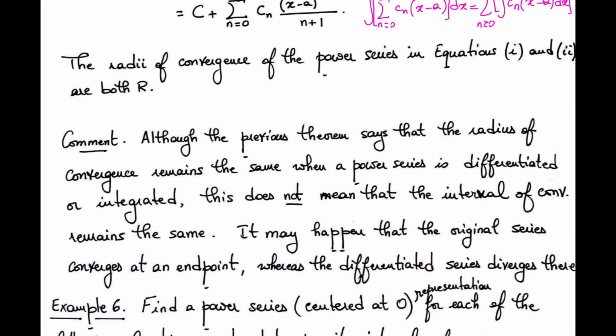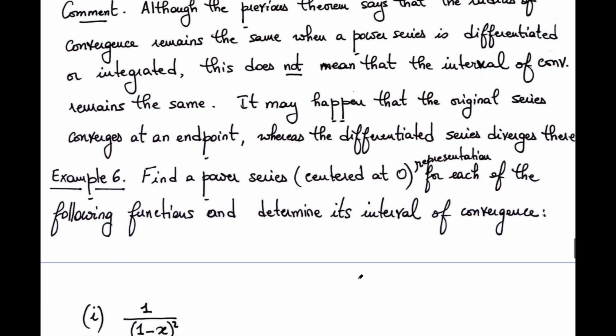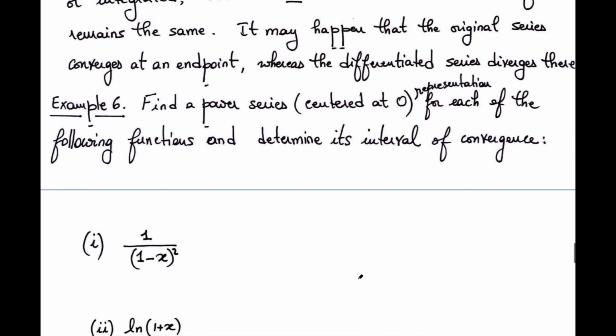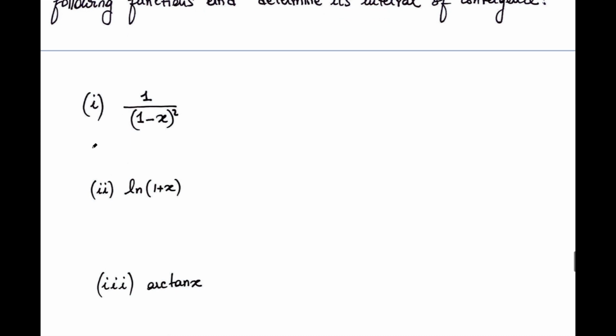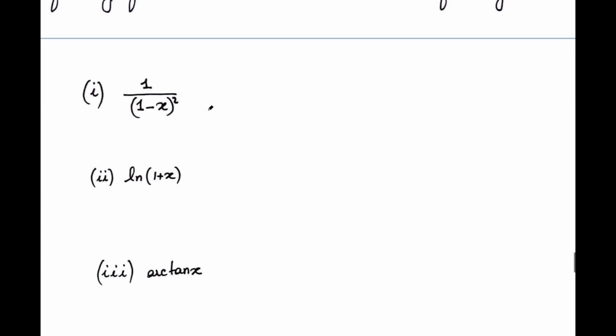All right, let's do an example. Let's do a three-part example here. Find a power series centered at 0, which is a representation for each of the following functions, and determine its interval of convergence. Let's look at part 1: 1 over (1 minus x) squared.